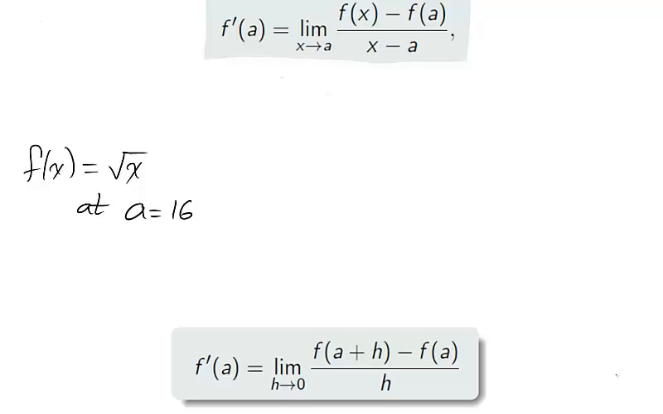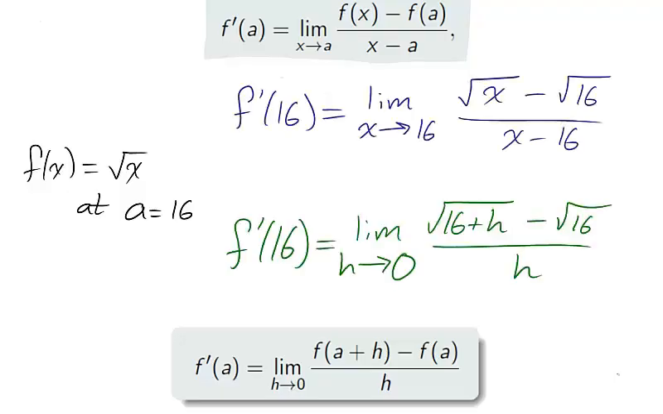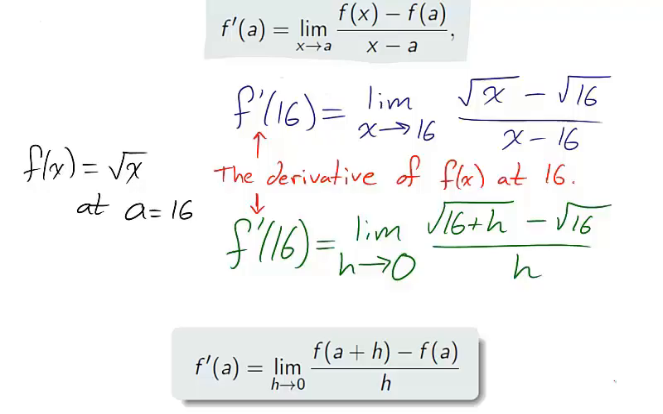Let's take the derivative of f equals the square root of x at the value a equals 16. Using the first equation for a derivative in blue and the second equation in green, we have two limits which look different but are equal to the same value, f prime of 16, the derivative of f at 16. If you are nervous because you are not sure of how to calculate these limits, don't worry. In section 1.6, we'll learn how to calculate limits from equations.